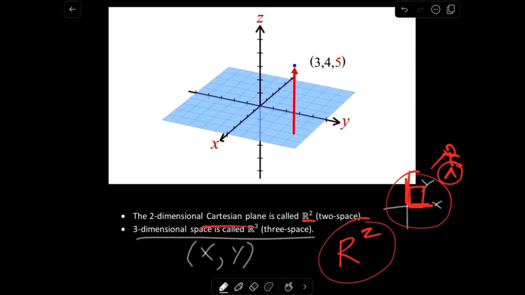Then you have three-dimensional space, and that is called R3, which is known as three space. Why? Because you have three dimensions. You also have three coordinates now. So you're going to have an x, a y, and a z coordinate. So R2, two space, that was two-dimensional space, the Cartesian plane, has two numbers for its coordinate system. Then you have R3, that's three space, three-dimensional space, and that has three numbers for its coordinate system, an x, a y, and a z.